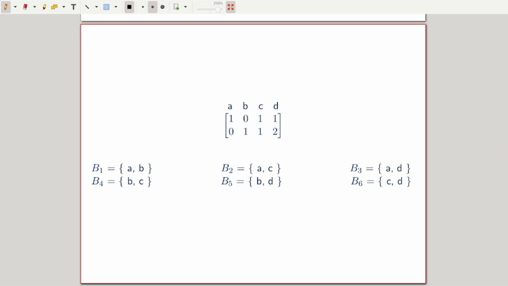Every matroid has at least one base, but there can be more. For this matrix, every pair of columns forms a base. Bases completely characterize the given matroid, as every independent set is some subset of a base. This gives rise to another equivalent axiomatization for matroids.